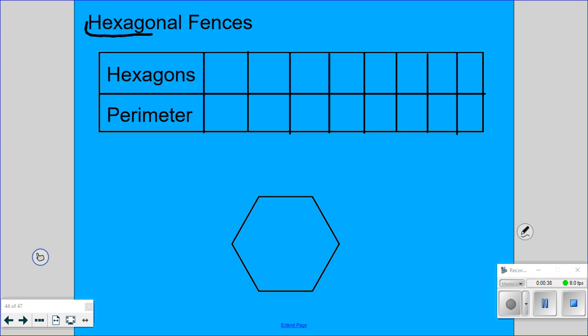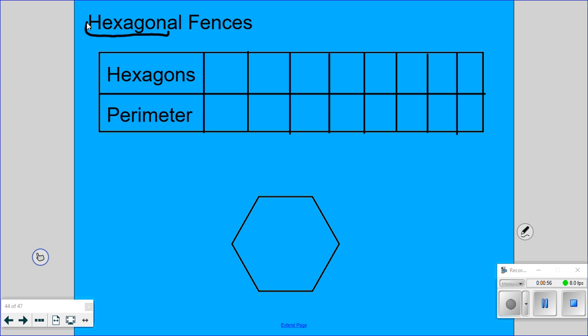Show me with your fingers, how many sides does a hexagon have? You should have 6 fingers up because there are 6 sides to a hexagon. That's one of the attributes or rules of a hexagon. It has to have 6 sides.